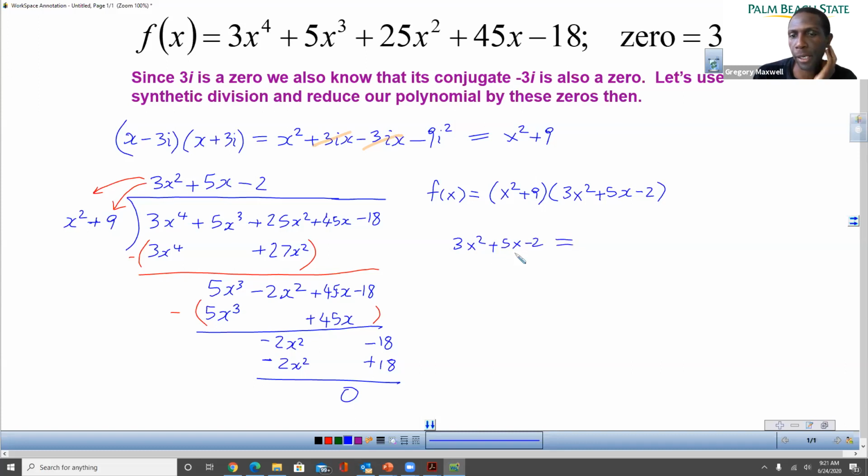To check if 3x squared plus 5x minus 2 can be factored, just do the discriminant. 25 minus 4 times negative 2 times 3. That's 25 plus 24, which is 49. And that means you have a perfect square, which means it can be factored. Multiply 3 times negative 2, get negative 6. You need two numbers that multiply to be negative 6 and add to be positive 5. Those numbers are positive 6 and negative 1.